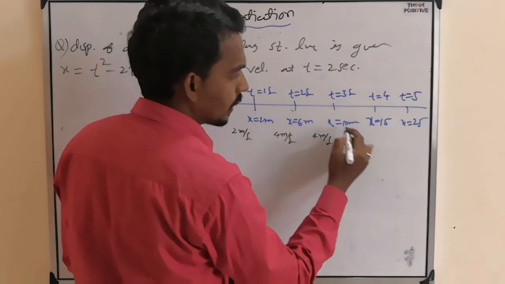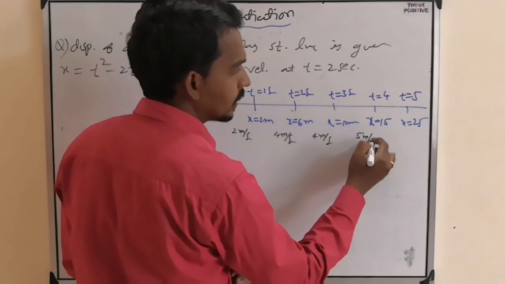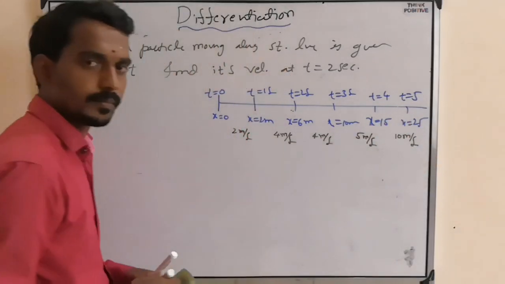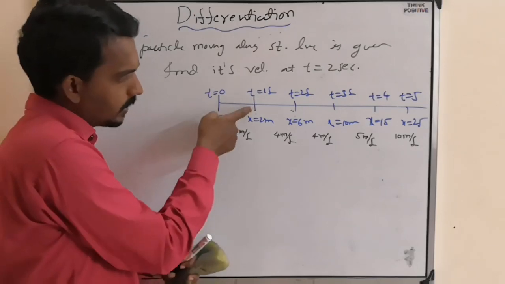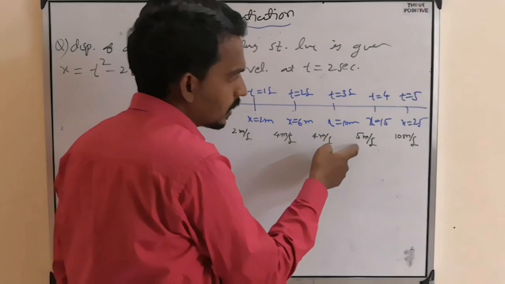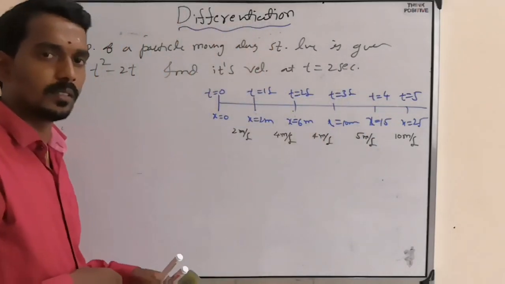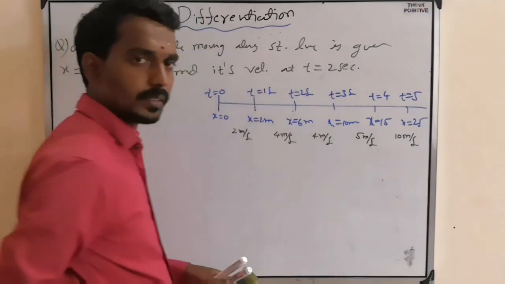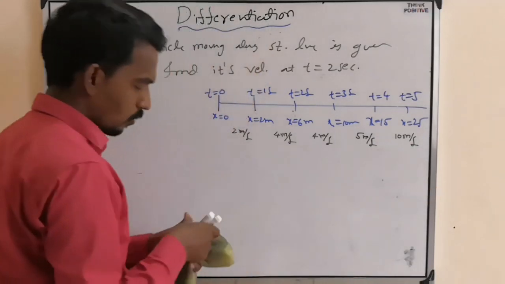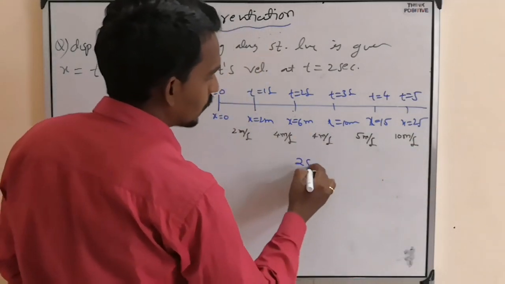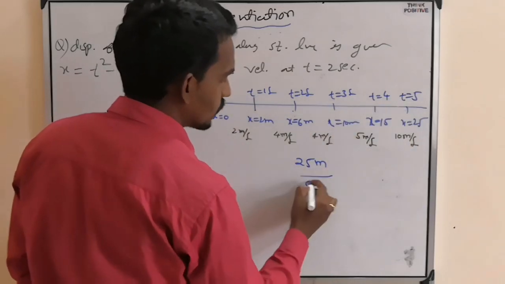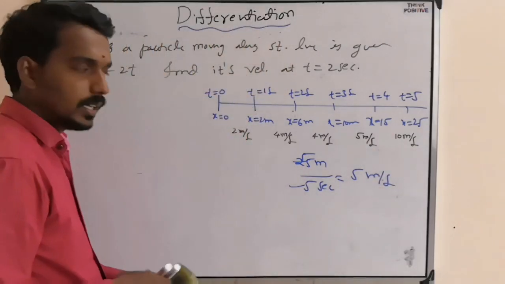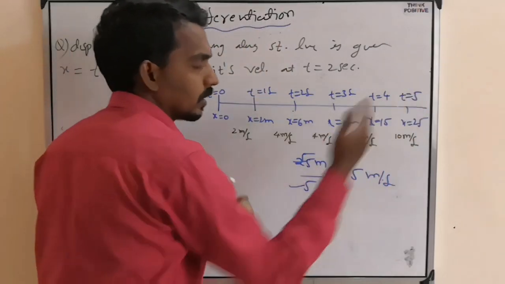At this instant it is covering 10 to 15, means 5 meter in 1 second. From here to here it is covering 10 meter in 1 second. So at this instant this, at this instant this, and so on. So this is called the speed at that particular instant. But if you consider overall, it covered a total of 25 meter in a time of 5 seconds. So 5 fives are 25, 5 meter per second. This is the average speed from here to here.